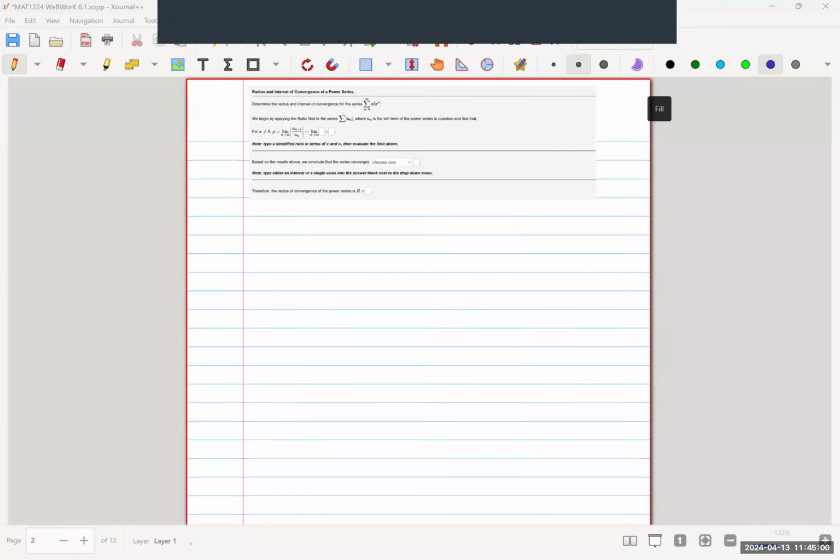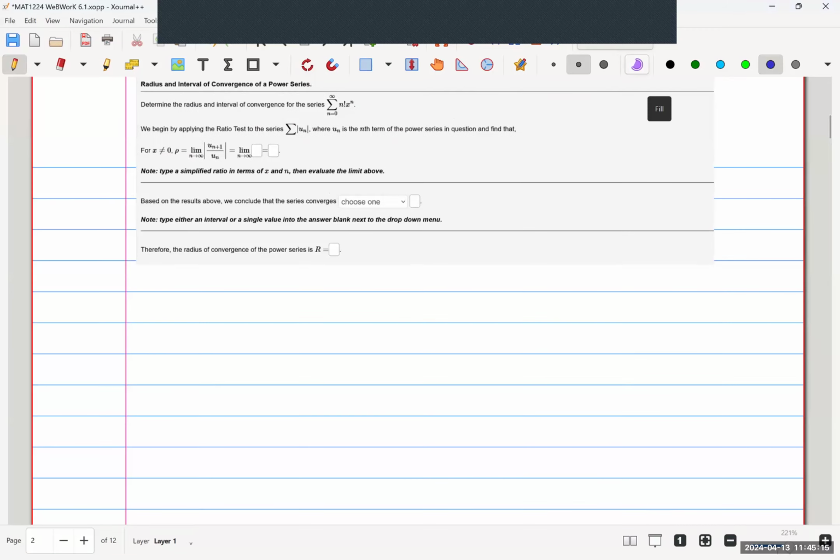Welcome back. This is question 2 of Webwork 6.1, and we have a very similar problem. We just want to determine the radius and interval of convergence for the series n factorial times x to the power of n. So slightly different. So we can define our u of n, which is just our series, and then our u of n plus 1, which we're just adding 1 to n.